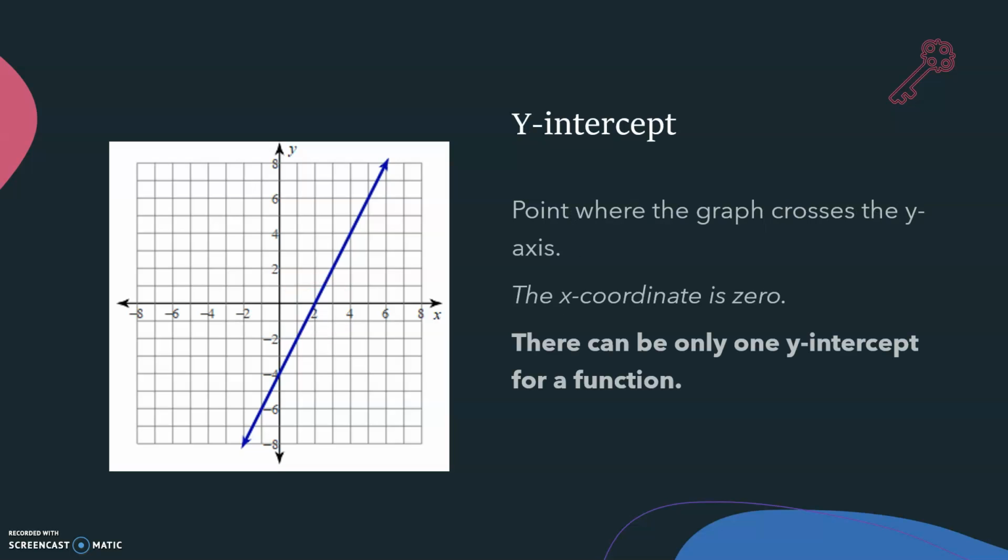For the Y-intercept that crosses the Y-axis, there will always only be one Y-intercept. There might be more than one X-intercept, but there's never more than one Y-intercept when you have a function.